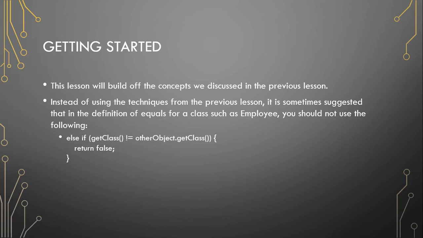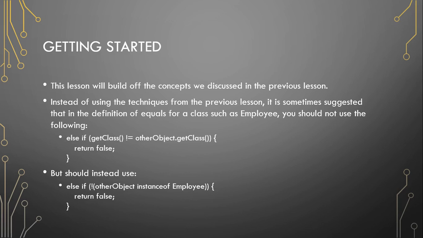So instead of using those techniques from the previous lesson, sometimes it's suggested that instead of using the getClass method in our definition of equals for a class such as Employee, you should use the following. Excuse me, you should not use the following. We should not use our getClass calls. Instead, the suggestion is that you should use object instanceof, checking to see if there's an instance of it.